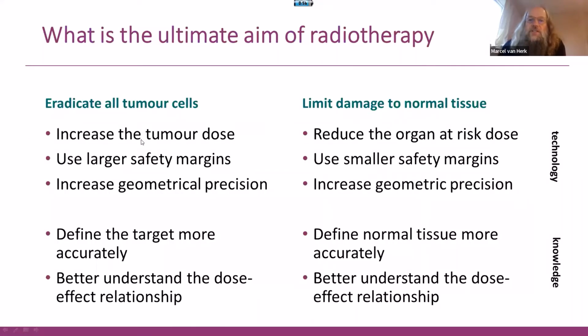So what is the ultimate aim of radiotherapy? Well, first it is to eradicate all tumor cells. And you can do this by increasing the tumor dose, using larger margins, basically treat more of the patient. But eventually you want to increase the geometrical precision such that you can limit damage to the normal tissues. So you want to reduce the organ at-risk dose, you want to use smaller, safer margins, but again, with increased geometrical precision. But in terms of knowledge, you need to define your target accurately and your normal tissues accurately, and you need to understand the dose-effect relationship.